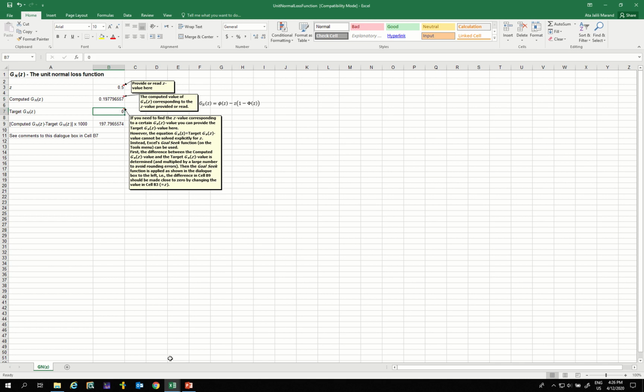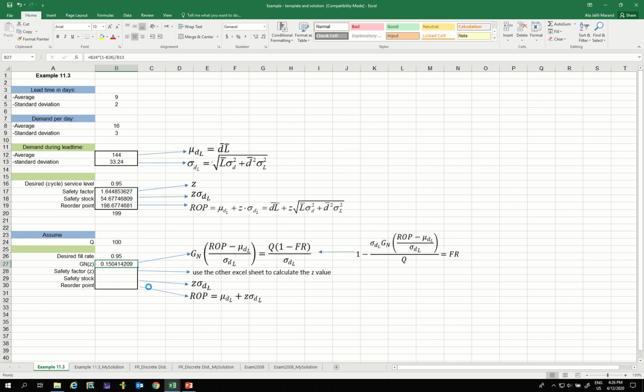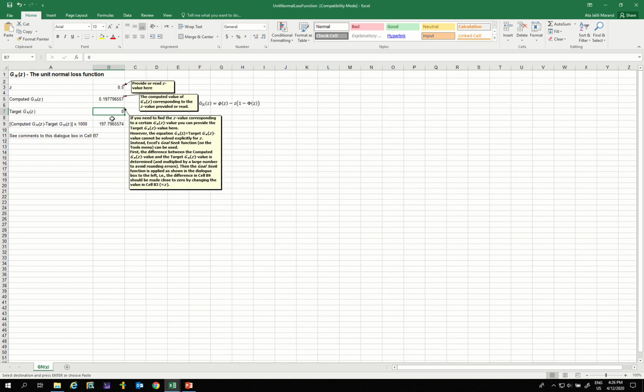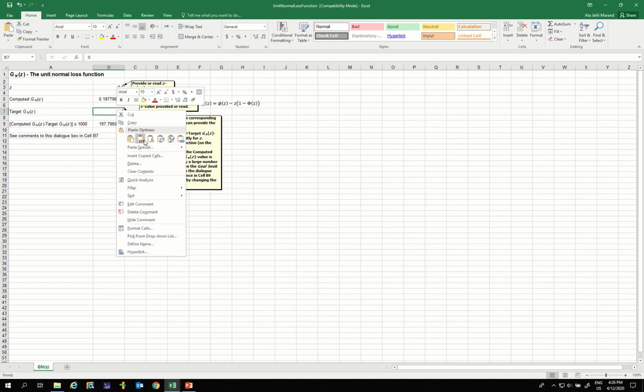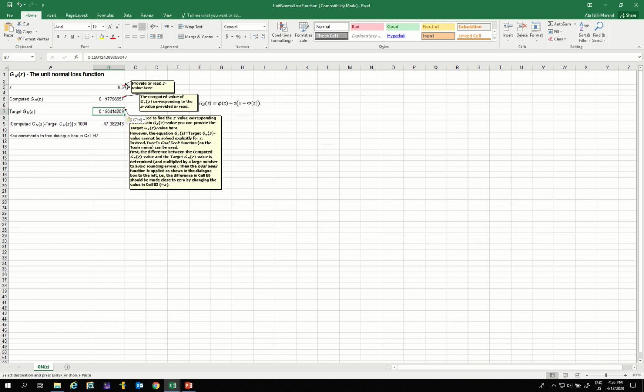Then I have a target value. The target value is the value that I have calculated in my example. It is 0.15 and so on. I will put this target value here. I want to change these z values to find a z value that will give me this computed Gn of z equal to the target Gn of z. But I will not do it by hand, I will let Excel do the calculations for me.